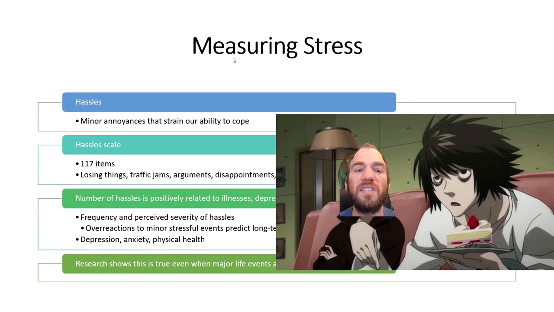Another way to look at stress is hassles, minor annoyances that strain our ability to cope. The Hassles Scale has 117 items. Some of the items include losing things, being exposed to traffic jams, how many arguments you have, how often you're disappointed, your weight, how you rate your physical appearance. The number of hassles is positively related to illnesses, depression, and anxiety. Frequency and perceived severity of hassles, and overreaction to minor stressful events, predict long-term anxiety, depression, and physical health. Research shows this is true even when major life events are controlled for.